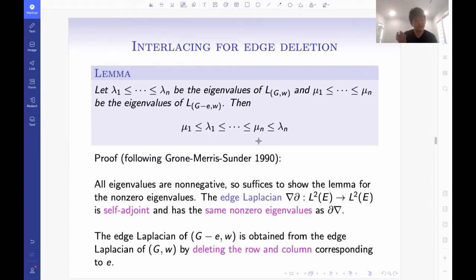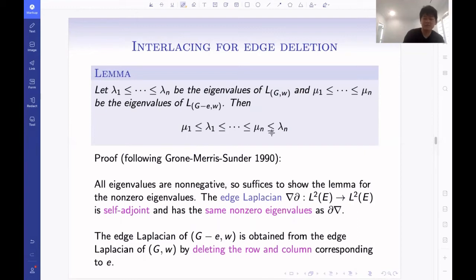And let me just note that the reason people care about interlacing theorems is you have the eigenvalues of one graph, you want to modify it slightly, then you also want to ask, how do the eigenvalues of your new graph relate to your original graph? So one way you can answer it is to look at what happens when you delete an edge. And it turns out that the eigenvalues interlace exactly like this.